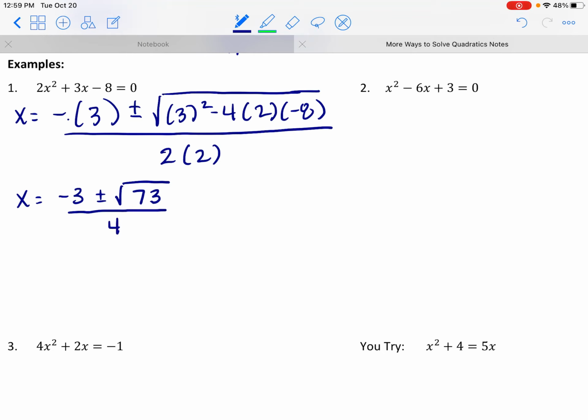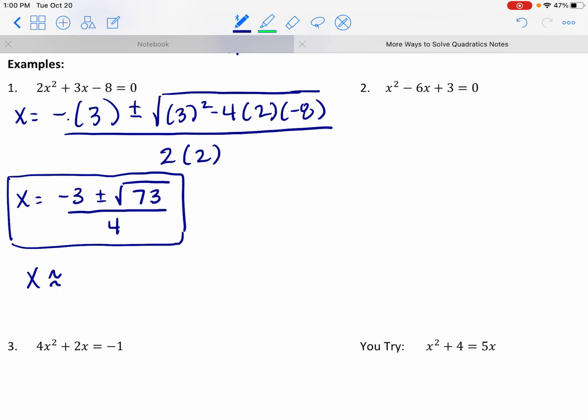And so at this point, we would try to simplify the radical. Fortunately for us, 73 is a prime number, not going to be able to break that down. And the negative 3, the 4, and the 1 in front of the radical, not reducible, which means these are going to be our two irrational solutions, okay?